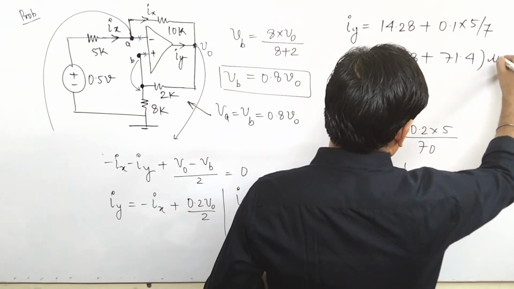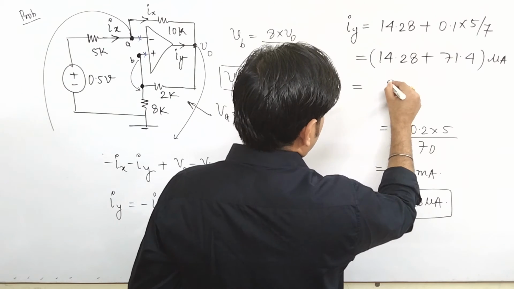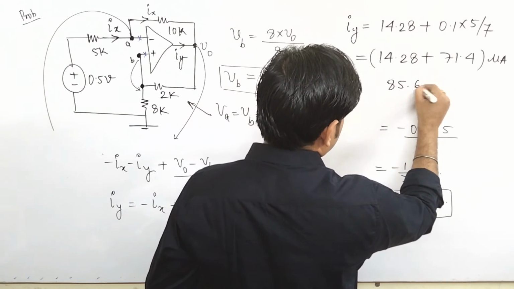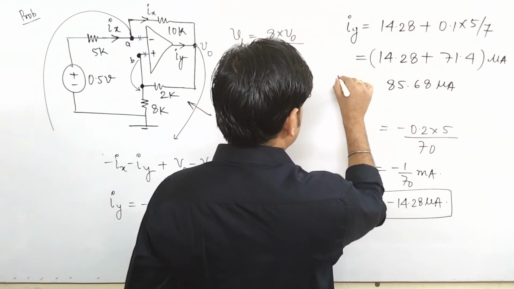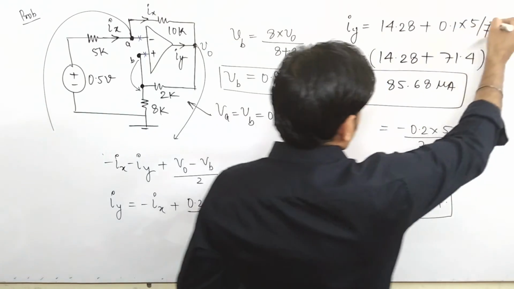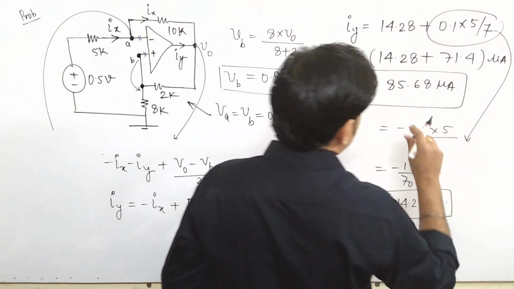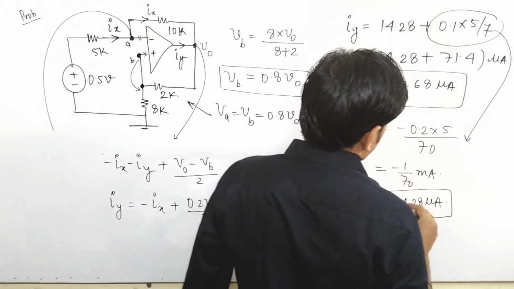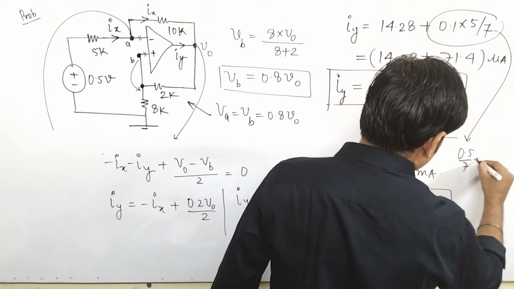It is in microamperes. So that comes to be how much? It is 85.68 microamperes. So this is the value of Iy. This factor which I have solved here, please see, it comes to be 0.5 by 7 and it is in milliamperes.